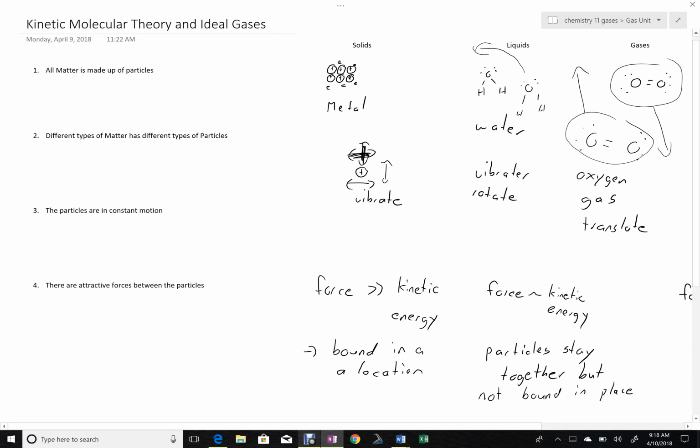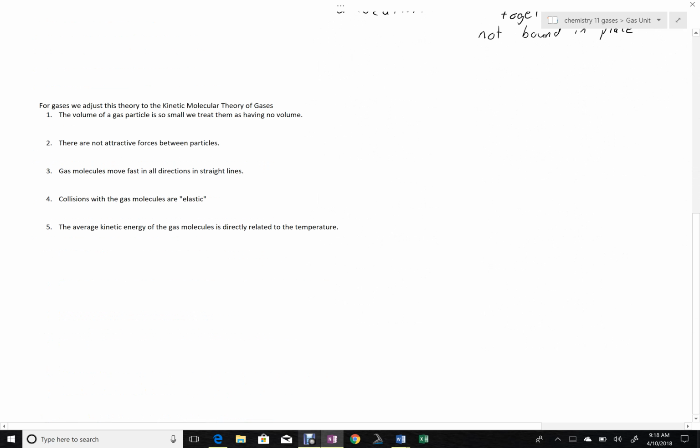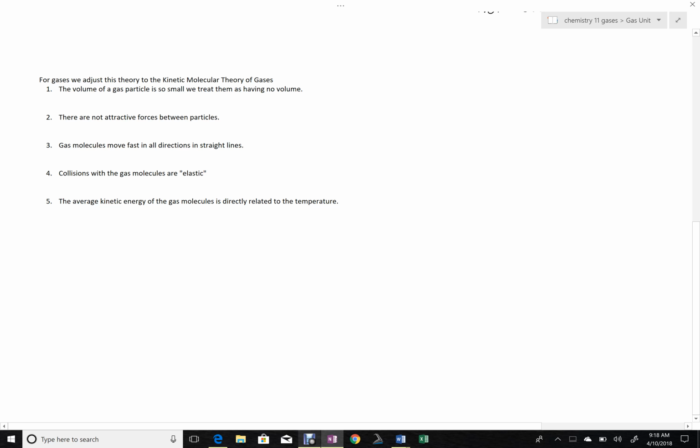How does that apply to gases? So let's look at gases a little bit more specifically. And when we do that, we come up with the kinetic molecular theory of gases. It has 5 points. The first one is that since these particles fill their entire container, and they're so small in that container, we basically can treat their volume as if it's 0.